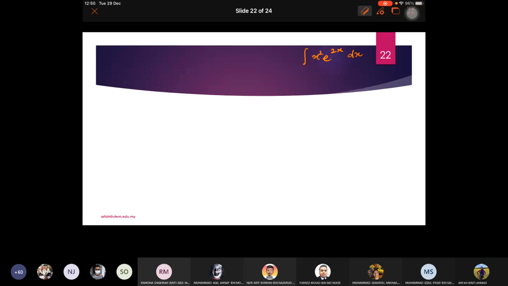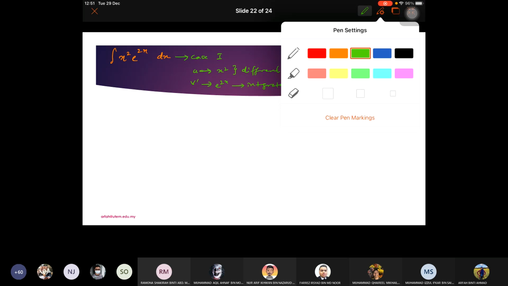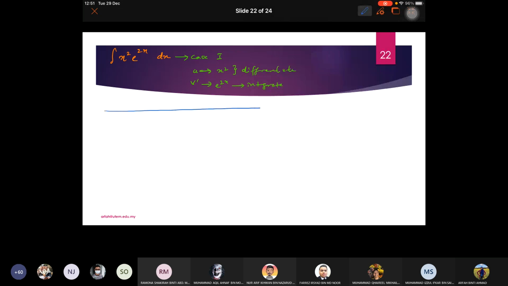So the second one you will have integration of x kuasa 2 exponential 2x dx. So yang ini adalah case pertama. So this is case 1. Where you take your u is x kuasa 2, this one untuk di differentiate, and your v prime is exponential 2x, this one untuk di integrate. Okay. So construct your table. Buatlah table. Boleh ada lukis-lukis sikit.